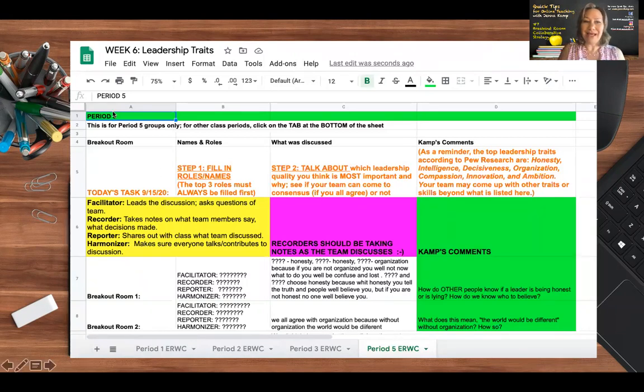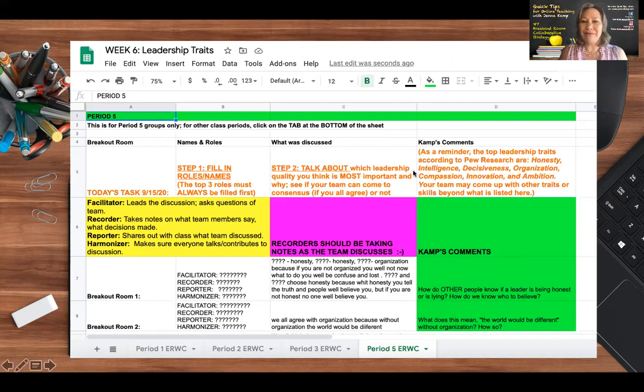I also have that tab color-coded, so you can see at the top here, period 5 is bright green, and that corresponds to my comment column, which is also bright green. It's the dominant color here, and that becomes really useful. My period 2 class, for example, is bright blue. So scholars immediately start to understand the color coding, and they know from that color if they're on the wrong tab or not. There are only 4 columns in this. It's a really simple spreadsheet. Breakout room, names and roles, what was discussed, and then a space for my comments.